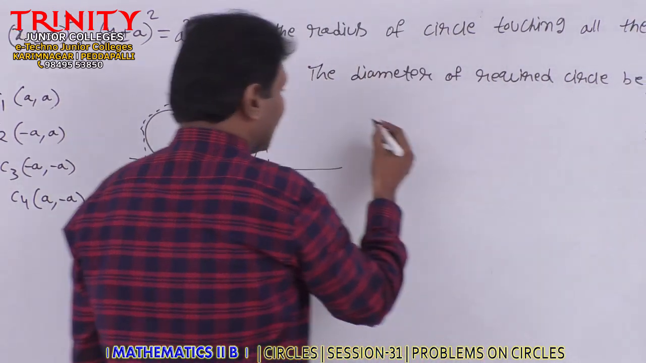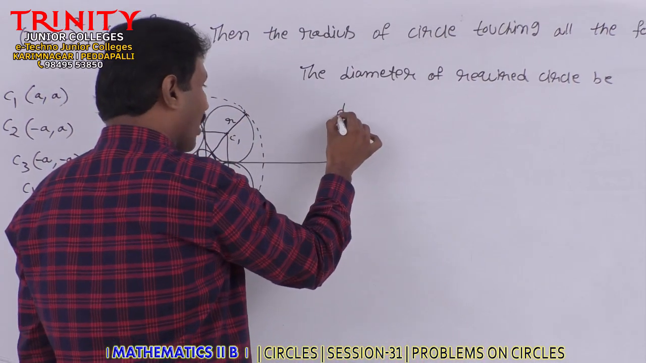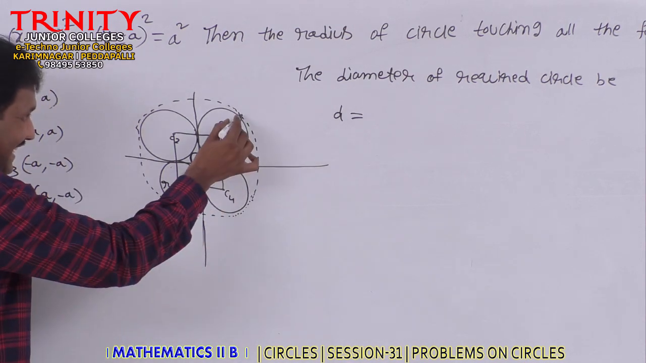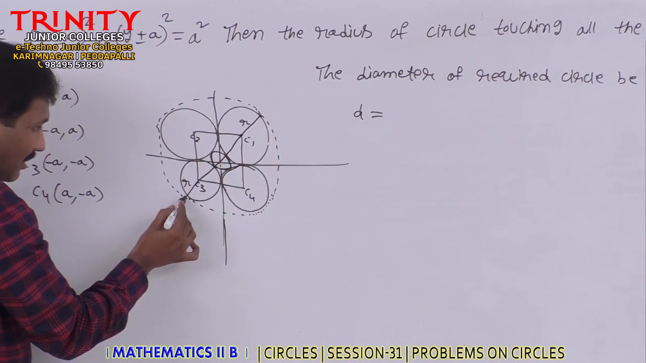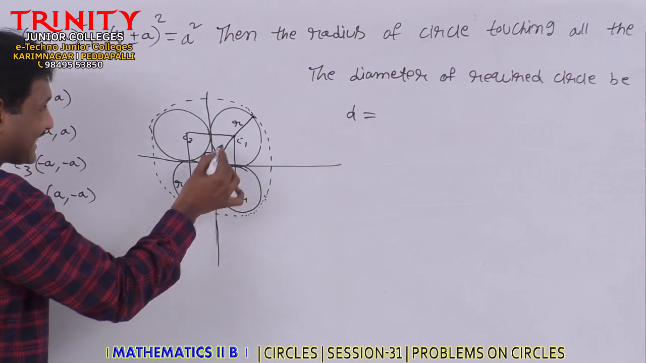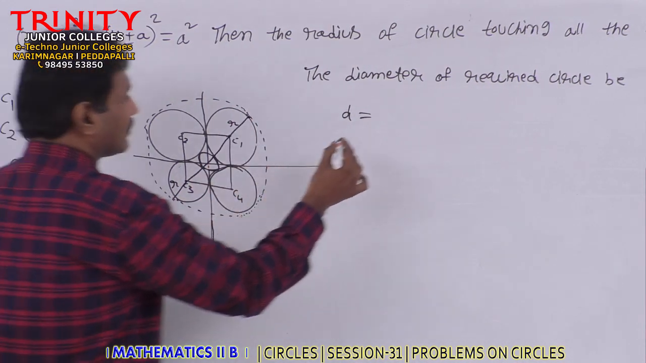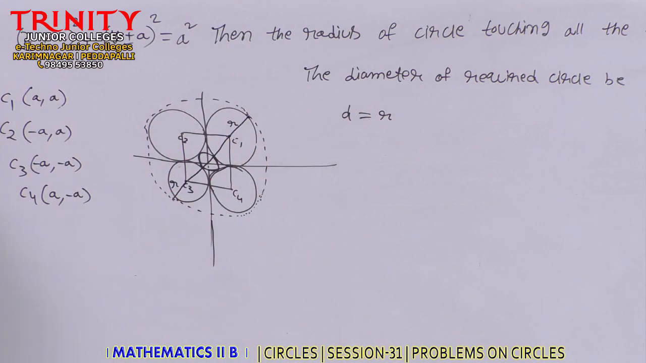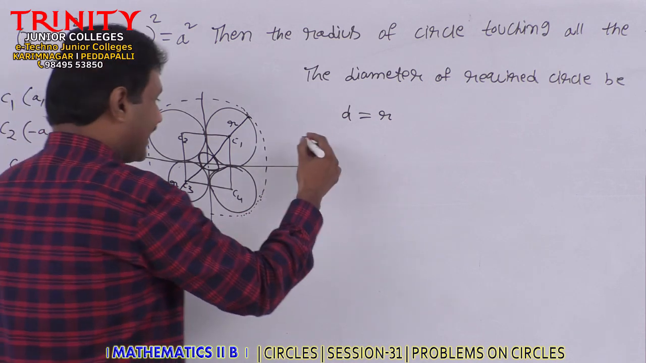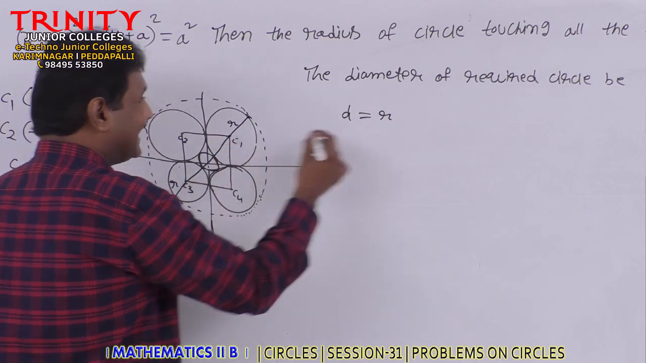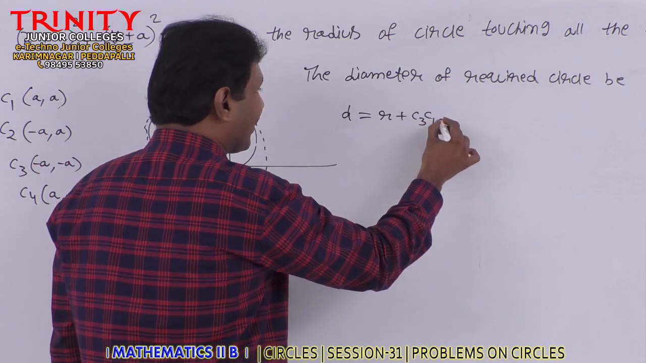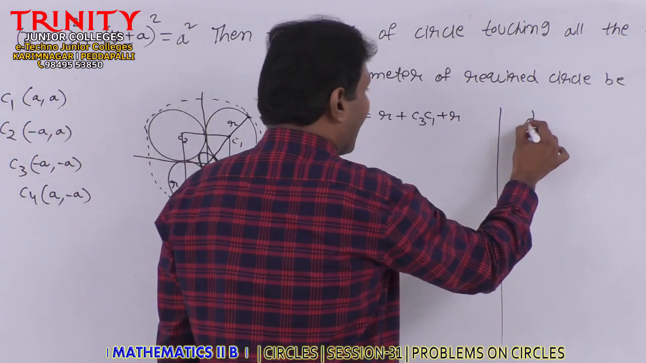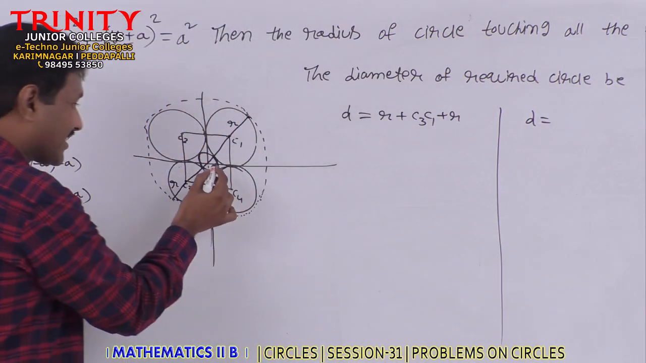Circle B, diameter may be considered as small d, that equal to d. The diameter is the length R plus C3C1 plus R. R is the radius of this; all the circles are equal radius a. Therefore, radius plus distance of C3C1 plus R. This is the largest circle. Maybe suppose another circle, a small circle which touches all the circles.